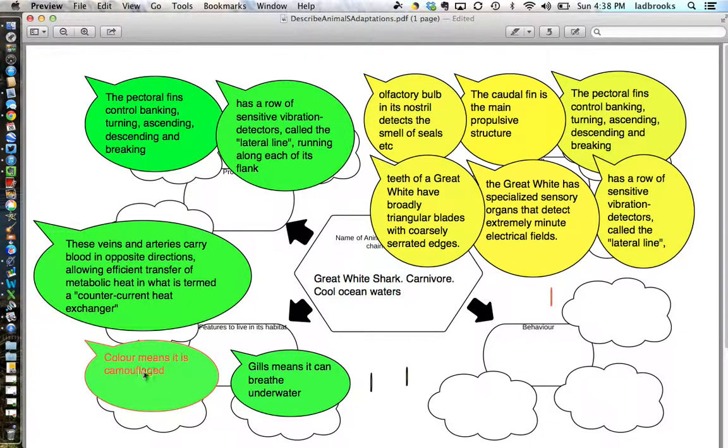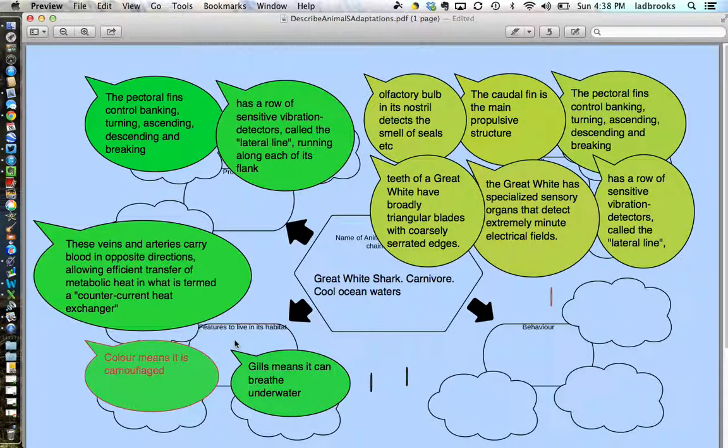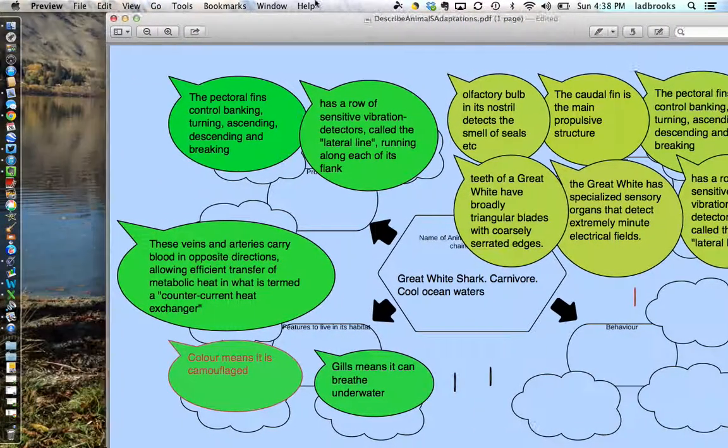The colour means it's camouflaged, and we've talked about that. The underside of the belly is camouflaged, and then looking up you can't really see it, and then when you're on top you can't see it. And gills means it can breathe underwater. Without those, it would have to have a blowhole like a whale and come to the surface. So the fact that it can stay underwater means it's going to be much more effective at protecting itself and finding prey to eat.